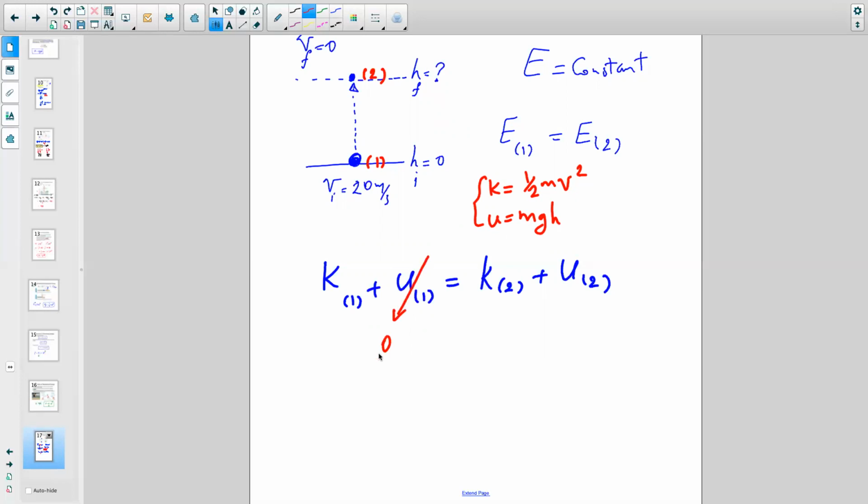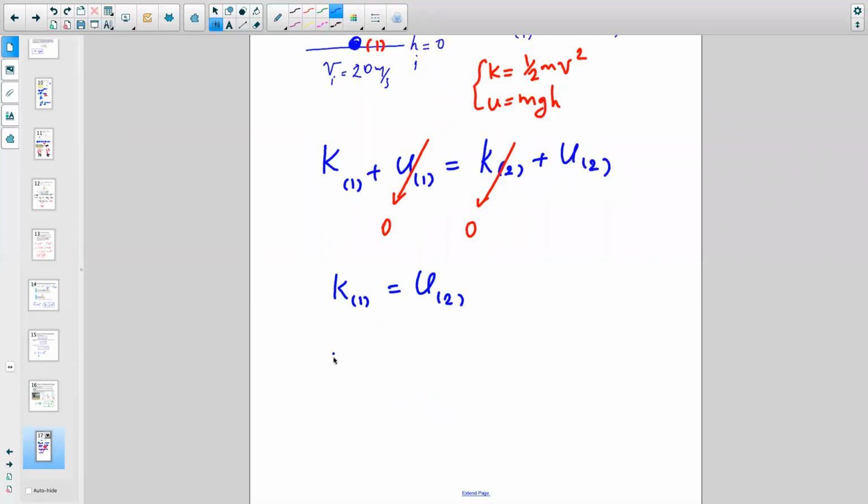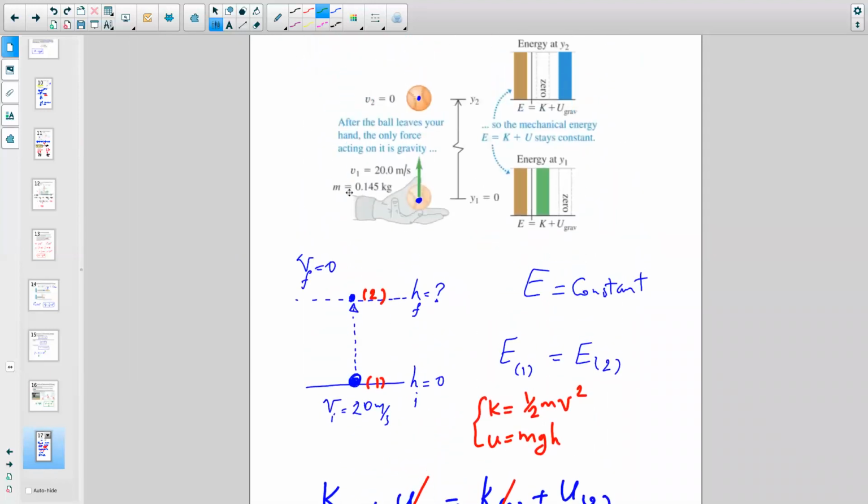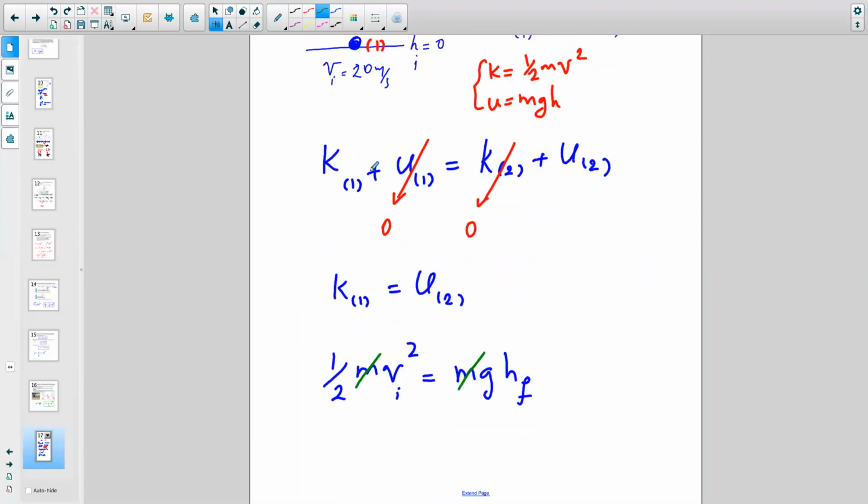At point 2, you do not have any kinetic energy because it doesn't move. There is no velocity, so this is 0. Or I can say that K in 1 should be U in point 2. What is K? Half m v initial squared equals mgh final. This m and this m will cancel out on both sides. So giving us this weird number, 0.145 kilogram, is not necessary because they will cancel out anyway.